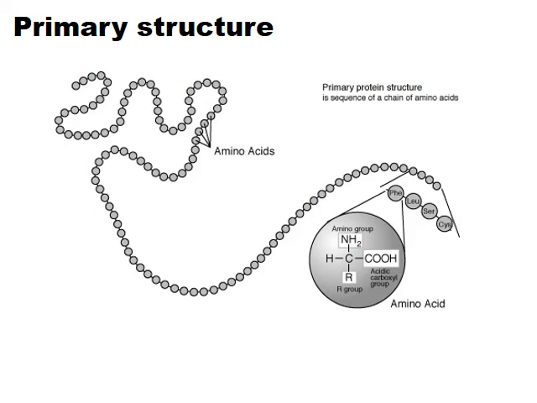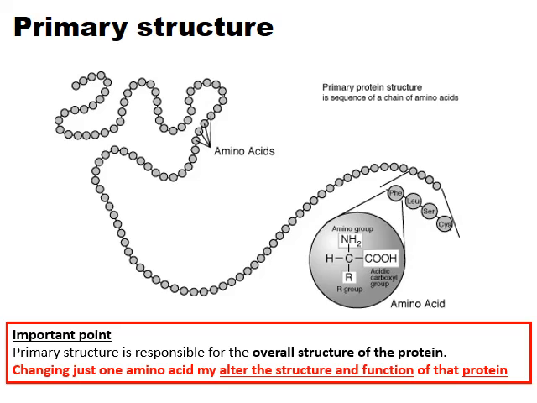Now this is the primary structure again, and we can see it's the number and sequence of specific amino acids along the length of the polypeptide chain. Now sometimes if you get a mutation in DNA and that changes a codon, it might actually change the amino acid that is specified at that particular position along the gene.